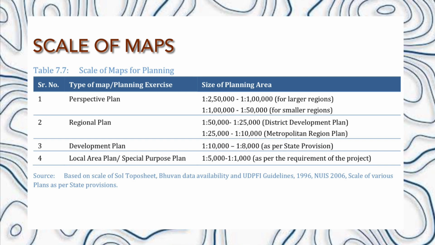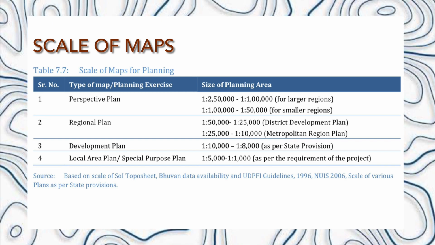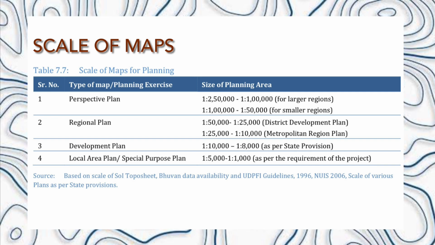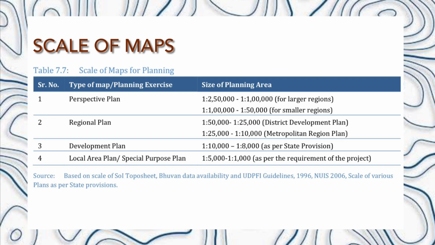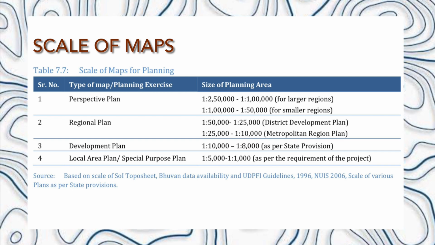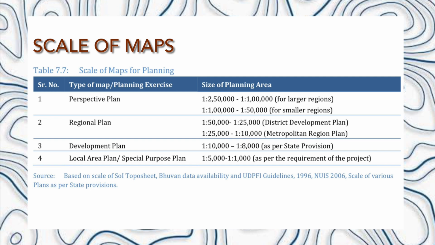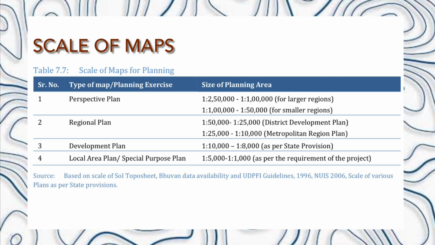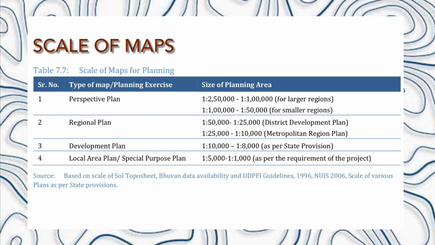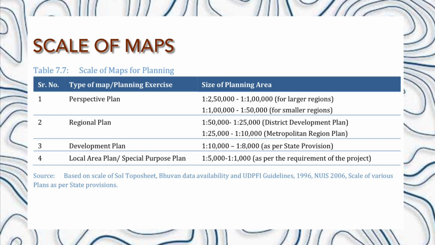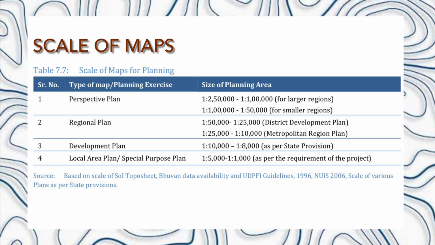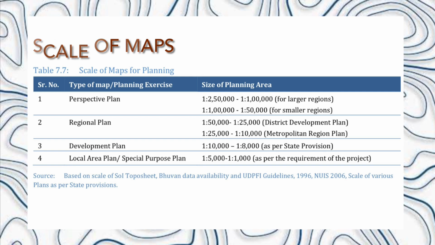Scale of development plan or master plan should be 1:10,000 to 1:8,000 as per state's provision. Scale of local area plan or special purpose plan should be 1:5,000 to 1:1,000, and it depends on the requirement of the project. These scale related questions are generally asked in GATE Architecture or Assistant Town Planner exams conducted by the state PSC. So just remember all these scales.